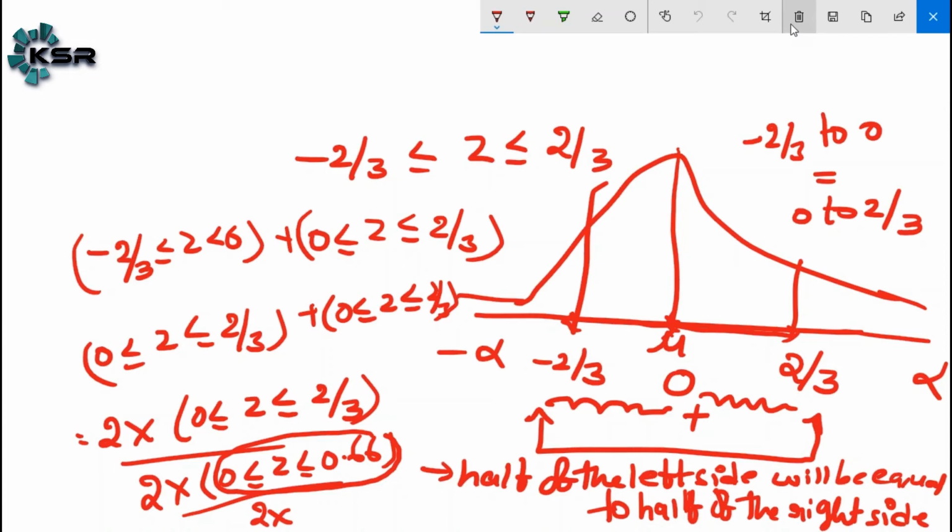So when I look at the probability from 0 to 2.3, again, there are no negative values in the normal distribution. Always positive values only.